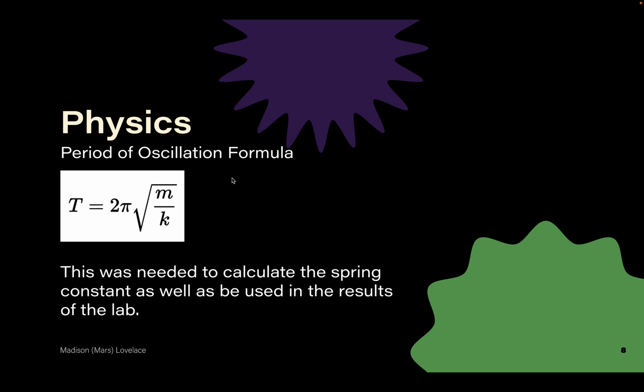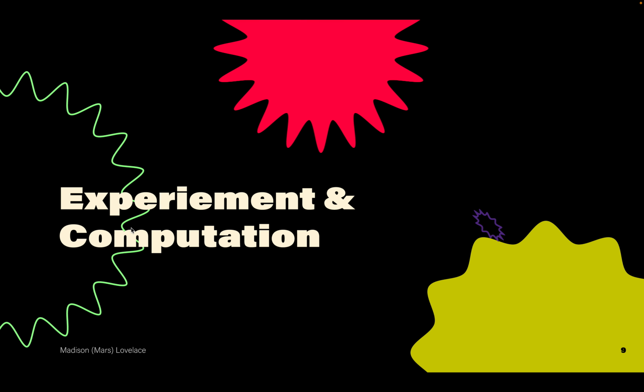We'll also use the period of oscillation formula, which is T equals 2 pi times the square root of m over k. It is needed to calculate the spring constant, as well as to estimate the T results in the results section.